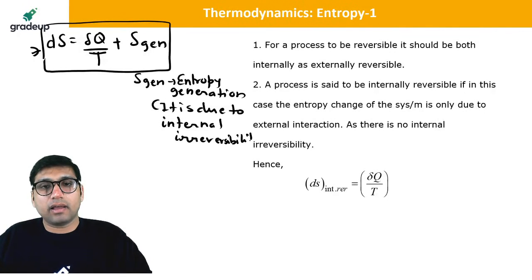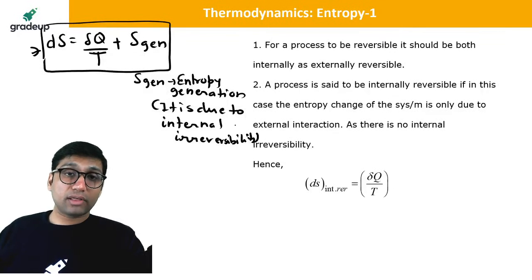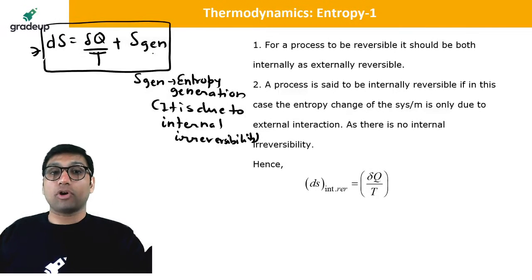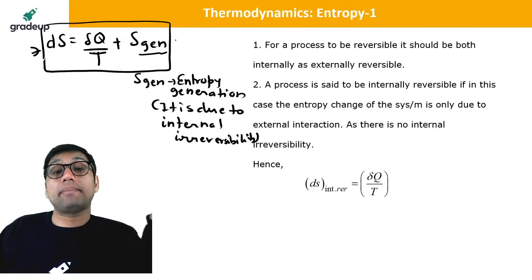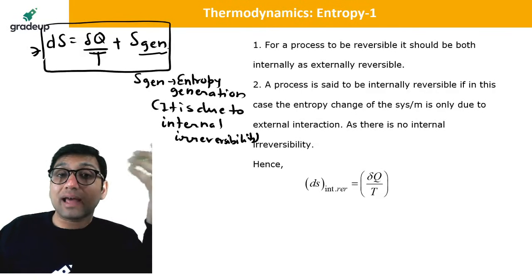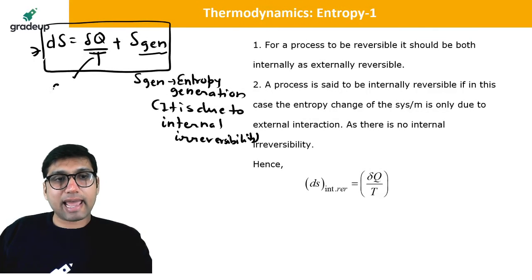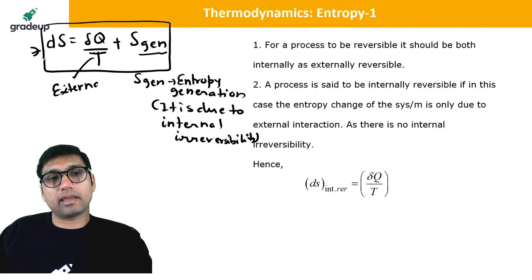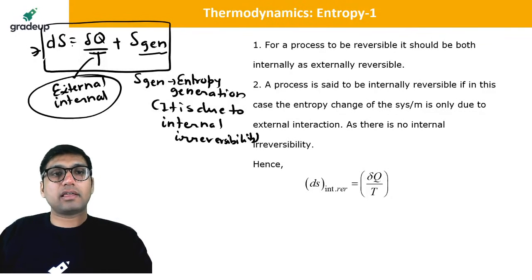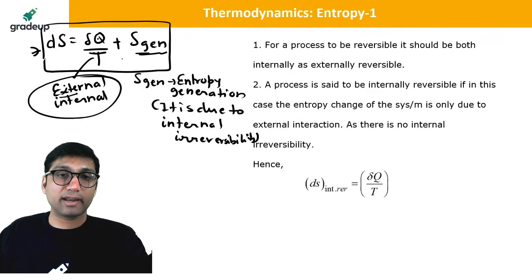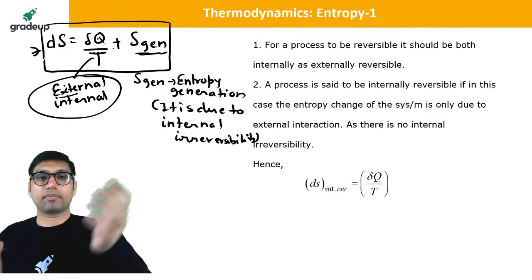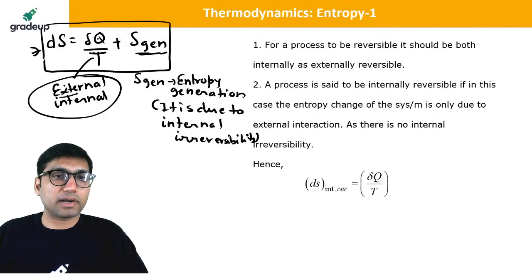Entropy basically depends on the degree of randomness or disorderness, but entropy also depends on the irreversibilities present in the system. The more the irreversibility, the more the entropy. This term defines the external interaction. Entropy depends on two things. One is the external interaction due to temperature difference, and it can also change because of the internal irreversibility present inside the system. So this is how the entropy generation varies.